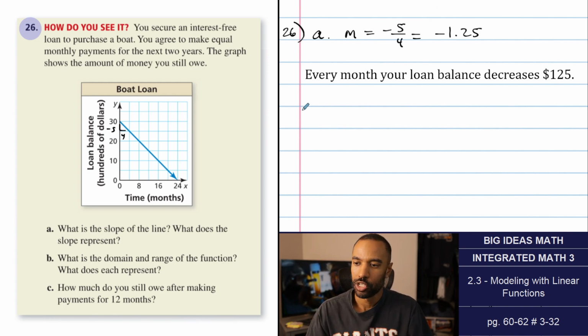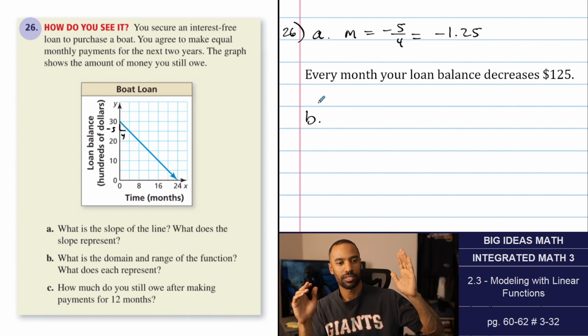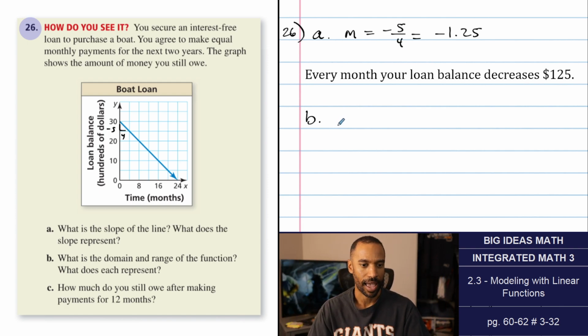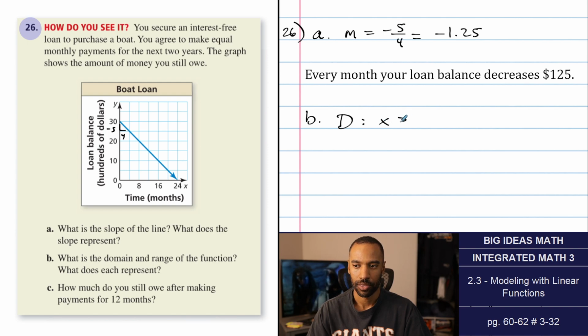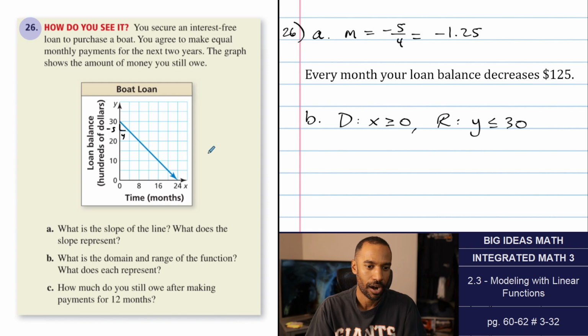Part B. What is the domain and range of the function? What does each represent? The domain, this doesn't have an arrow going to the left side. We start at month 0, but it seems to go on after that. So the domain is x is greater than or equal to 0, and the range is y is less than or equal to 30. Now, based on the arrow, it keeps going downward.